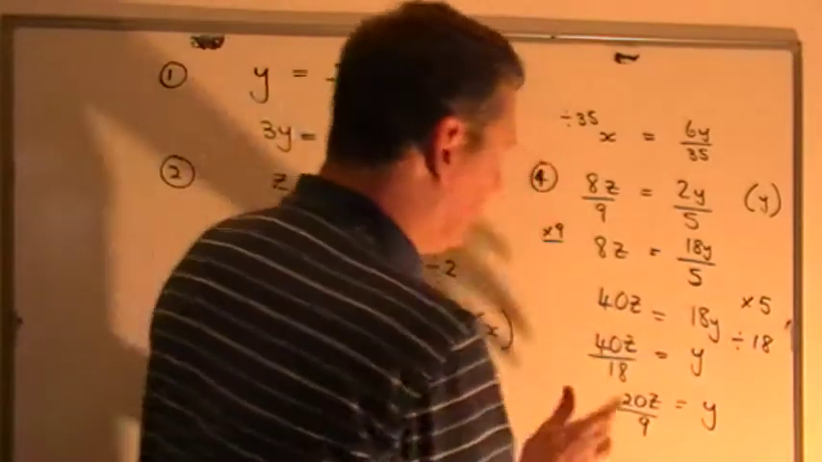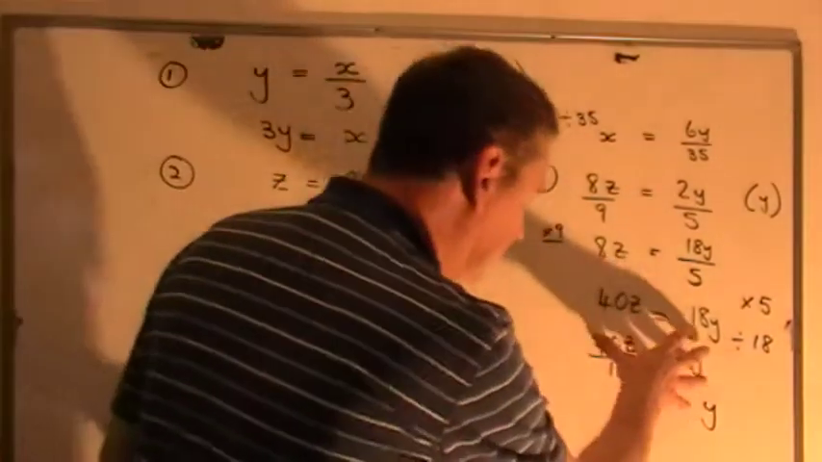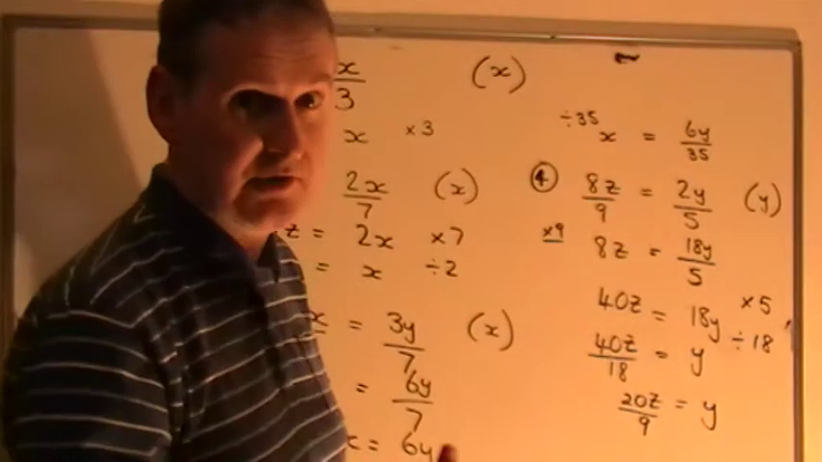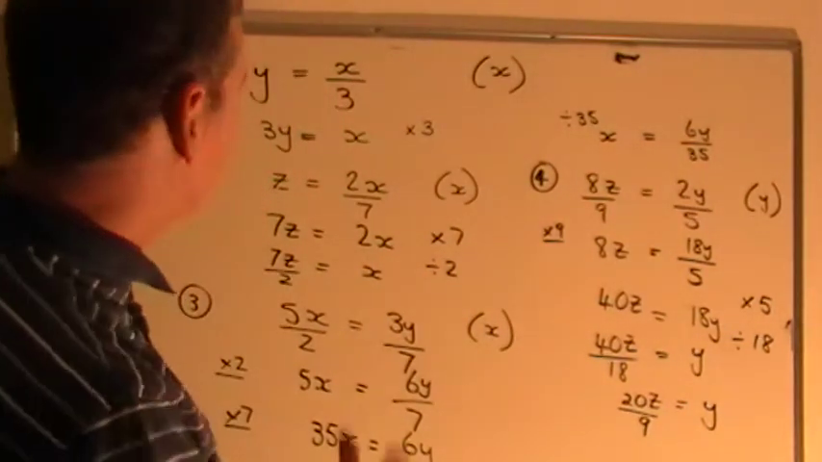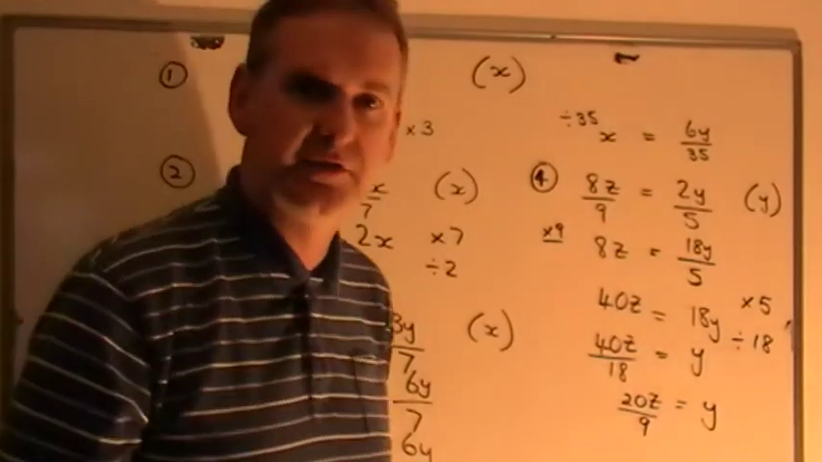So there you go, y is on its own now: 20z over 9. If you're not sure about that cancelling, then leave it like that. And I'm sure in most questions you'd pick up your full marks. There you go, that's the end of this video on this particular type of fractional change of subject of formula.